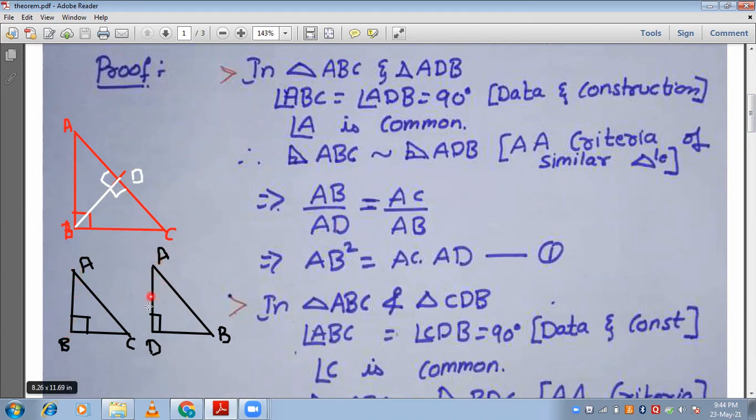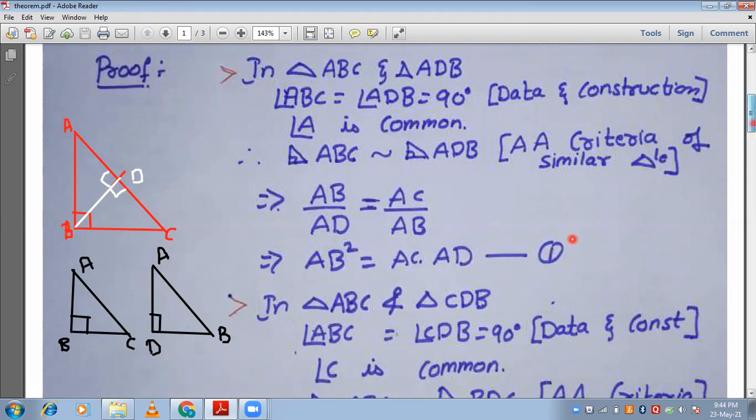AB corresponds to AD. AB by AD is equal to AC by AB, since AC corresponds to AB. Cross multiply, and you will get AB square is equal to AC into AD. Call this equation 1.